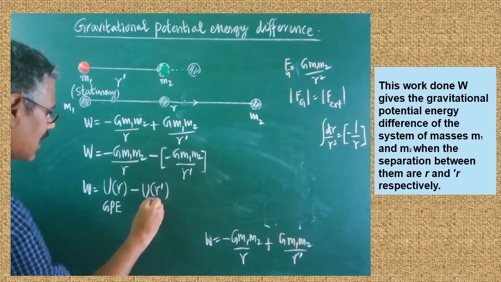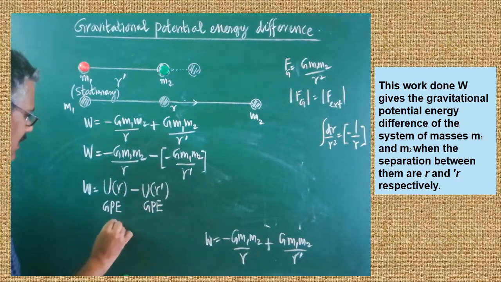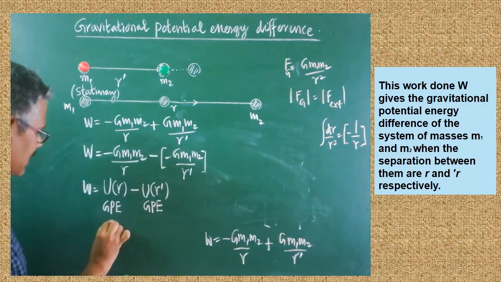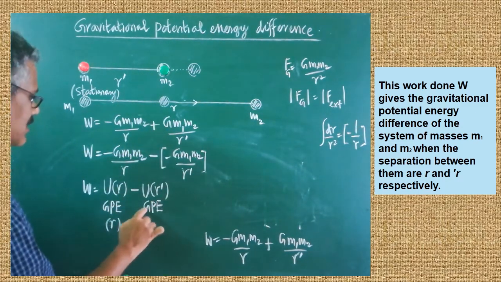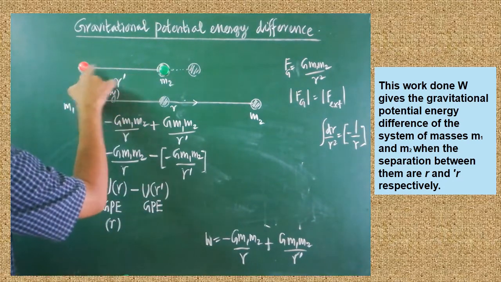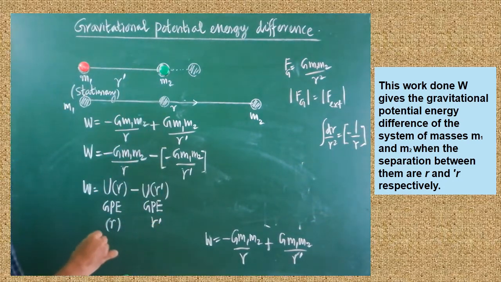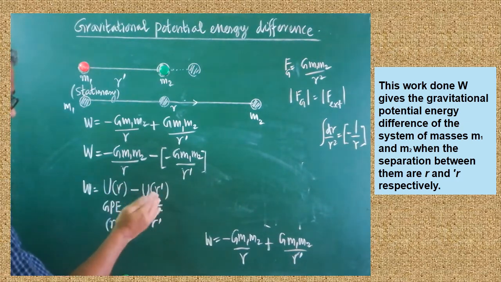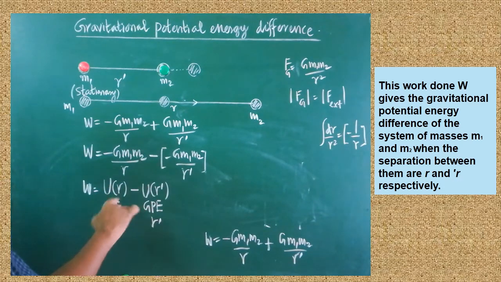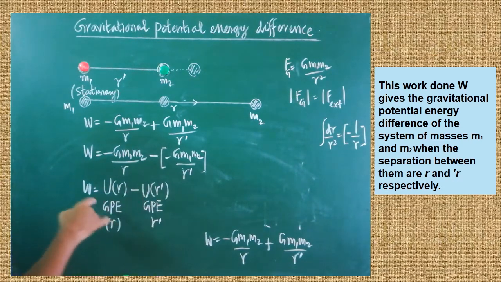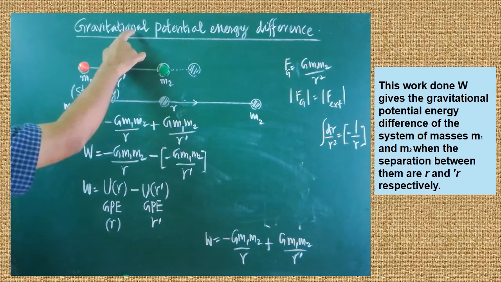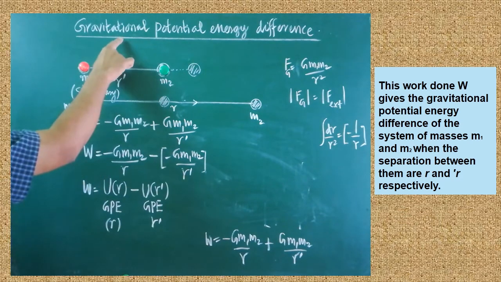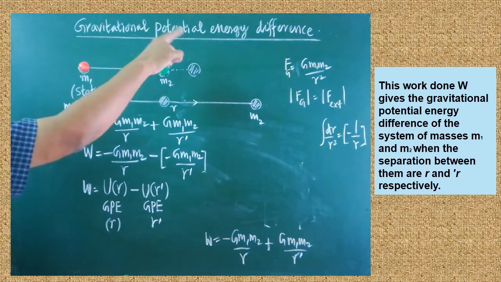So this is also another gravitational potential energy. This is the gravitational potential energy when the two objects are separated by the distance r. This is the gravitational potential energy when the two masses are separated by the distance r dash. Are you clear? So this is one gravitational potential energy, this is the other gravitational potential energy. Find the difference. If you find the difference between these two, you will get this one. What is this? See the title. Find the difference between these two, you will get the new term called gravitational potential energy difference.